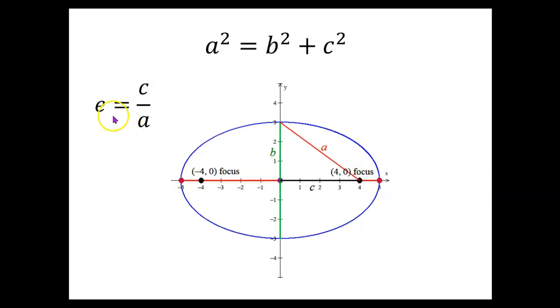And for any ellipse, the eccentricity is always c divided by a. So for this particular ellipse, c is 4, a is 5, so the eccentricity is 4 over 5, 4/5, or 0.8. And in this ellipse, you can see that b squared is 9, c squared is 16, b squared plus c squared is 25, and that is a squared.